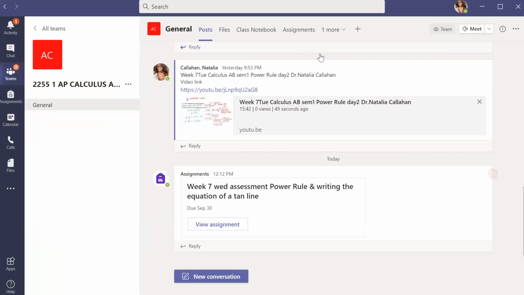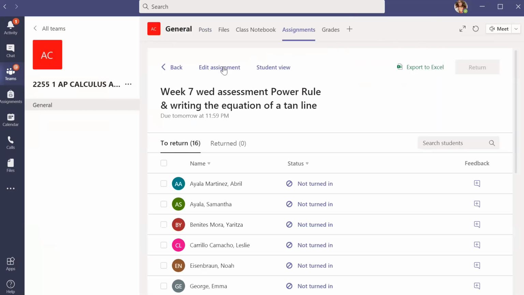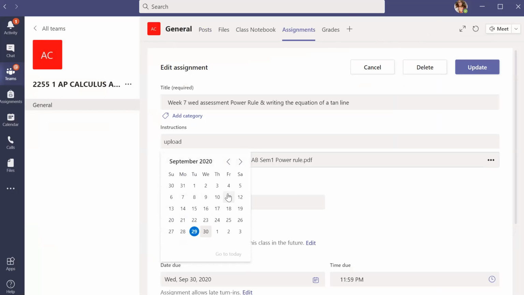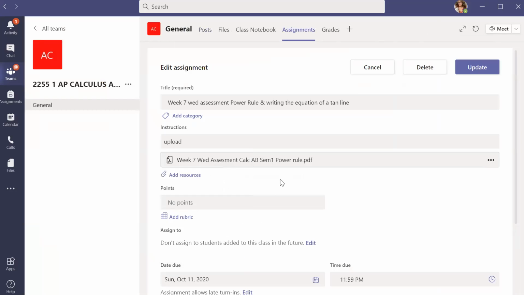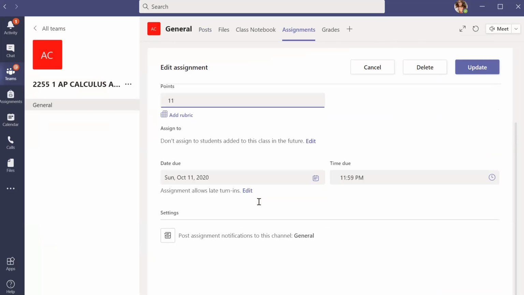So I'm actually going to change the due date because I just noticed that it was due on the 30th, which is not correct. So let's go ahead and edit that. It falls into fall break, so I'm just going to have it due by that Sunday of fall break. So I'll just have it be due on the 11th of fall break. So you have an extra few days.